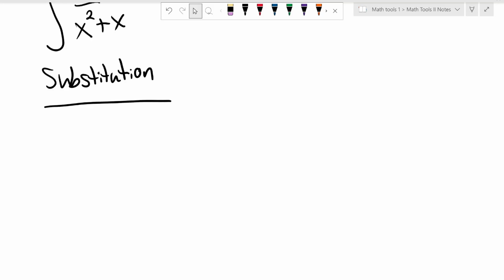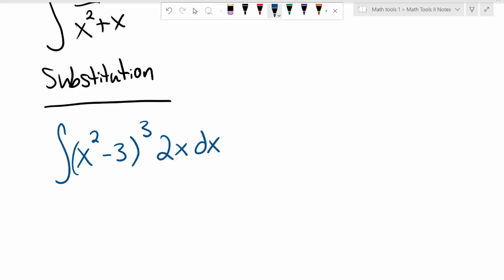So let's start by looking at an example here. Let's try to find the integral, and we'll just do the indefinite integral versions of these, of (x squared minus 3) to the third times 2x dx.